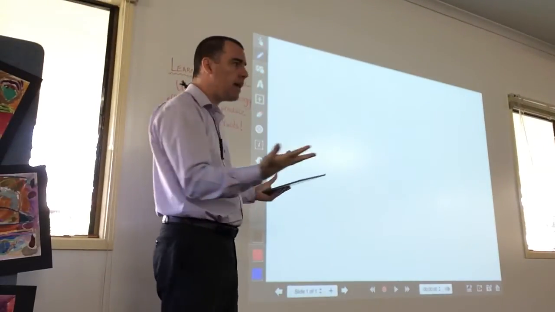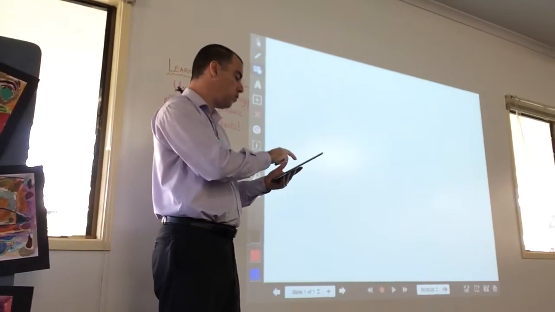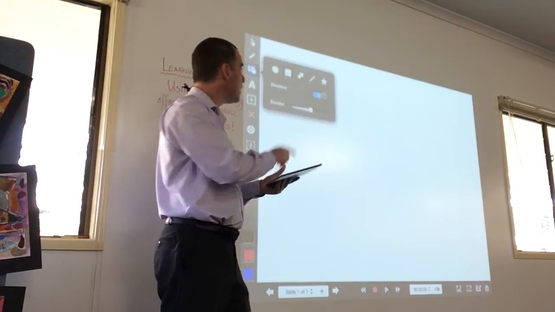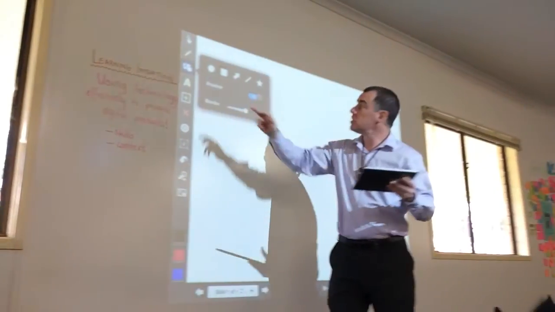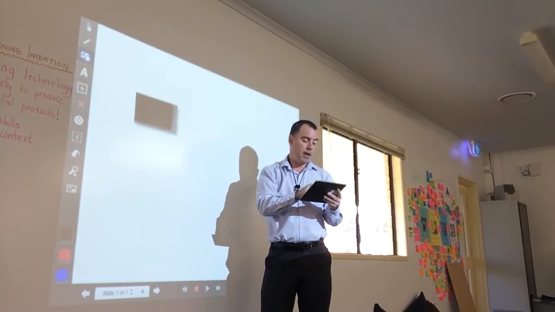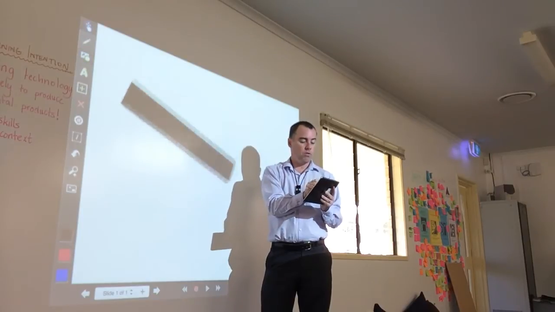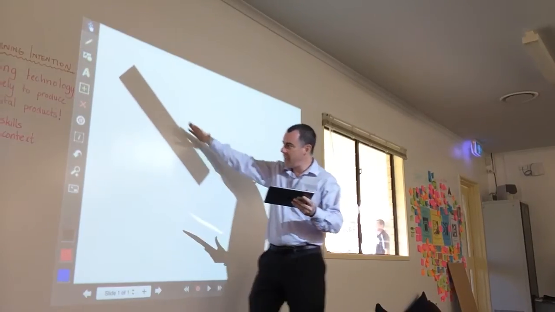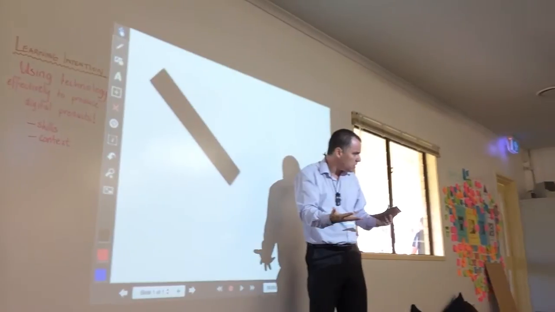I'm going to build a little animation by using the shape tool. Have a look at the board. So I'm going to select shapes. I'm going to select the rectangle tool. And I'm going to draw a little platform and I'm going to rotate it down so it's kind of angling down. Does that make sense?